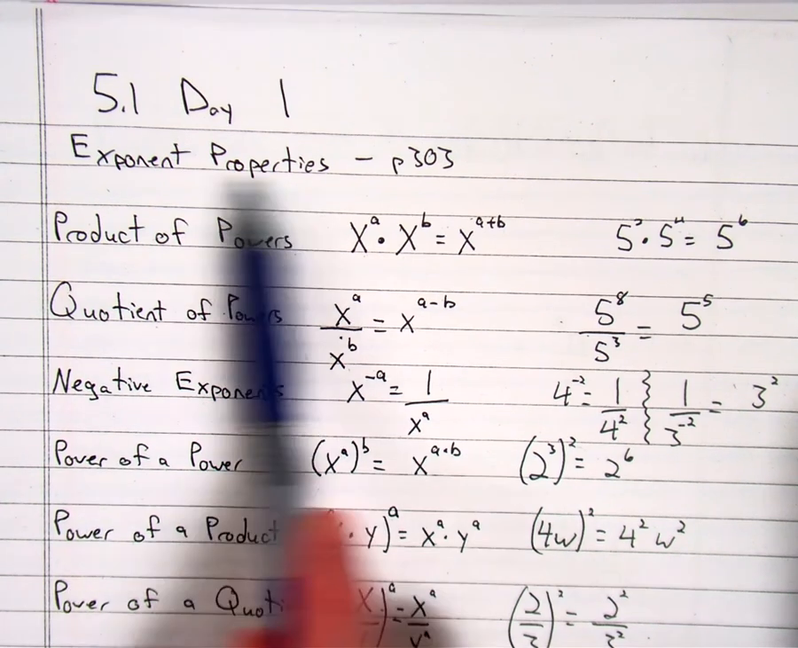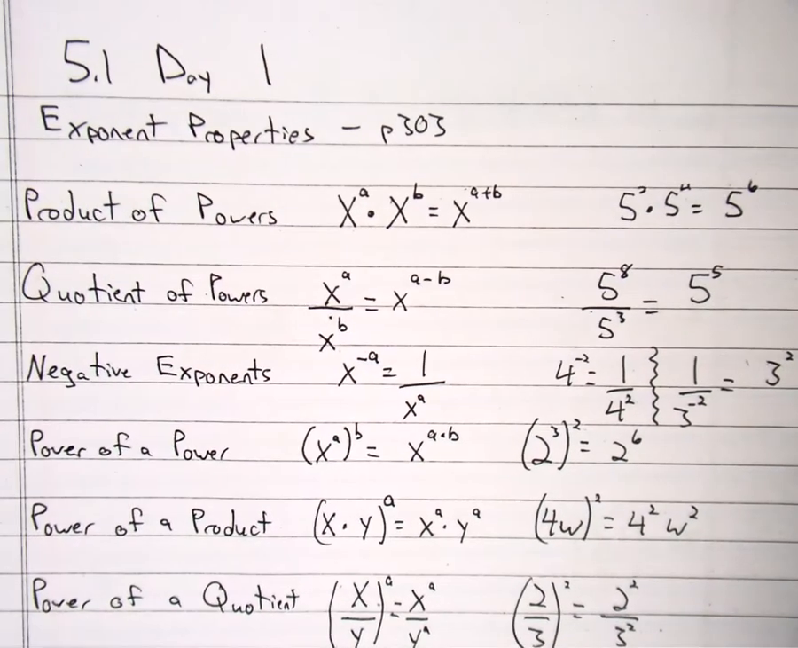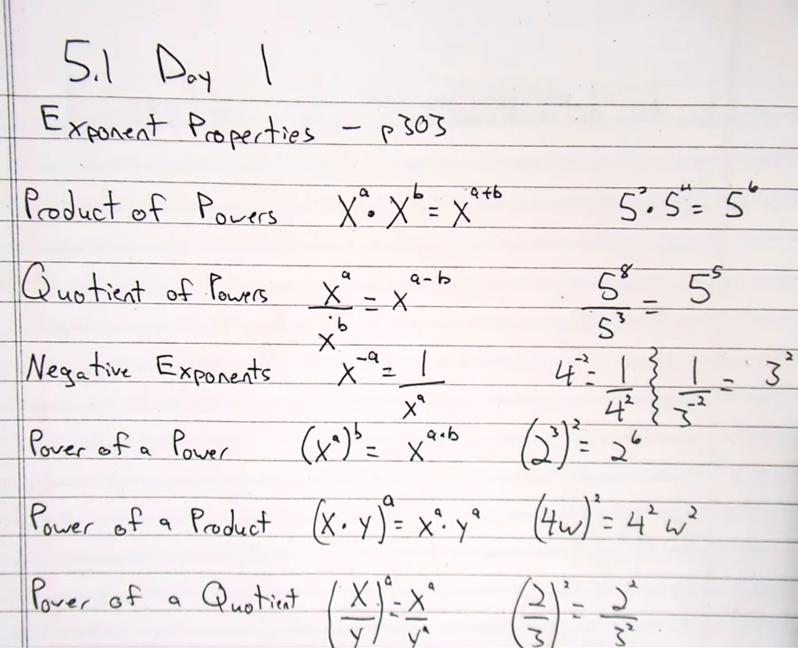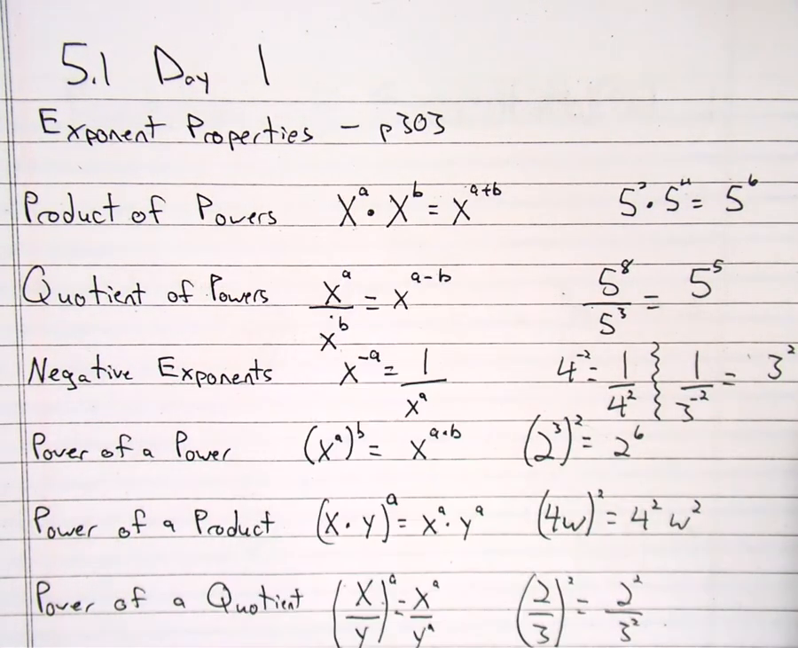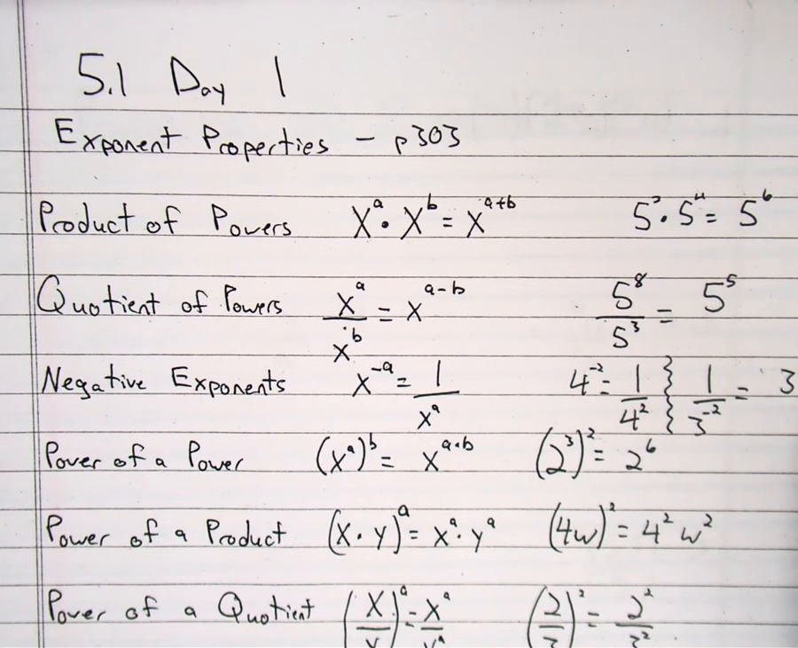This is all on page 303, and you should have access to a copy of my note sheet, either from an email or on a website here. Okay, so exponent properties from page 303.